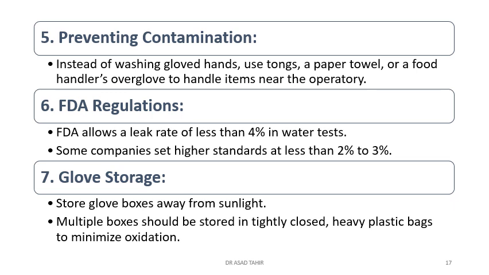6. FDA regulations. FDA allows a leak rate of less than 4% in water tests. Some companies set higher standards at less than 2% to 3%. 7. Glove storage. Store glove boxes away from sunlight. Multiple boxes should be stored in tightly closed, heavy plastic bags to minimize oxidation.